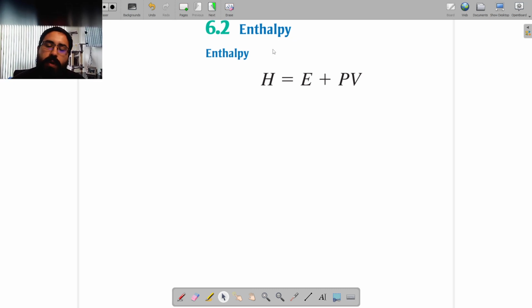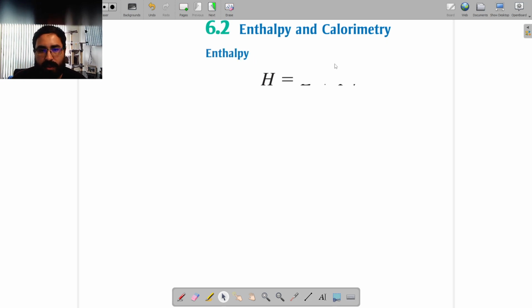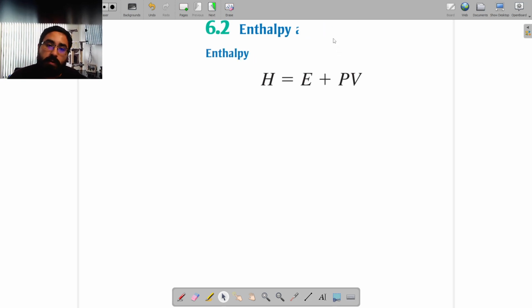Hello, people. Today we're going to be covering a portion of 6.2. This section is called enthalpy and calorimetry, but we're only going to focus on enthalpy because students generally have a hard time understanding what this is. But let's go ahead and try this.